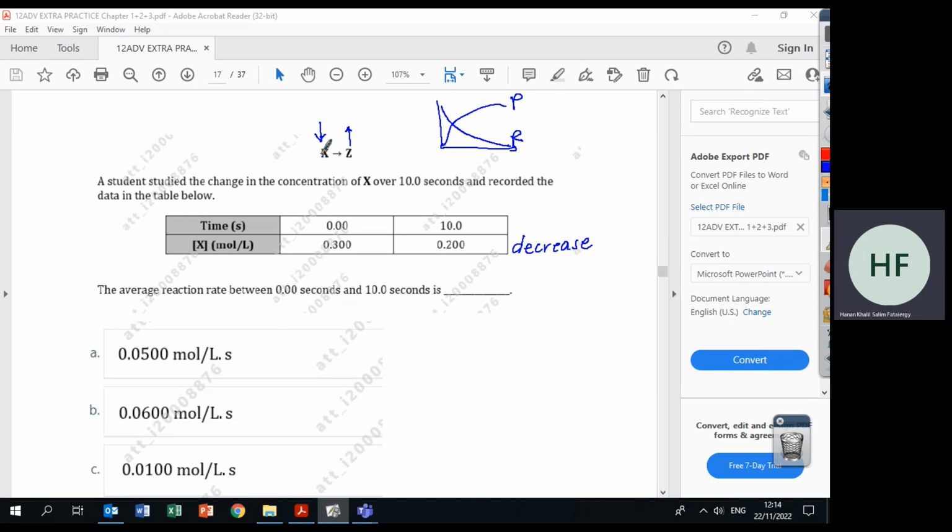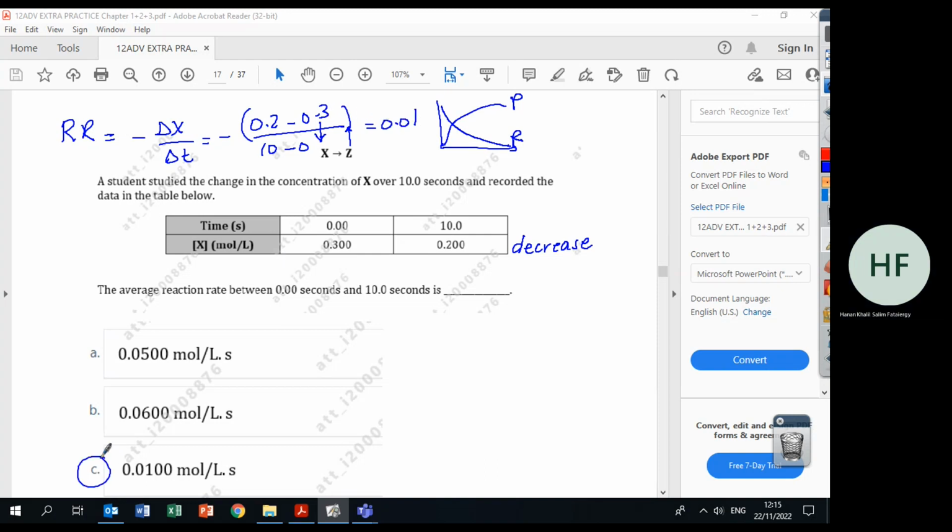Now, regarding X, the reaction rate will be minus delta X over delta T. Yalla, what is the final X? 0.2 minus initial 0.3 over 10 minus 0. So the answer will be 0.1 over 10, 0.01.